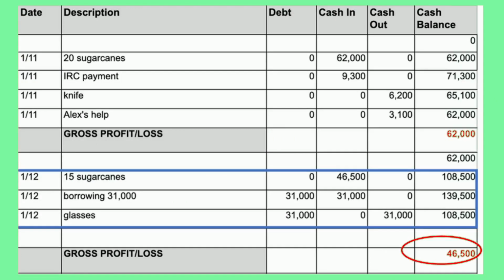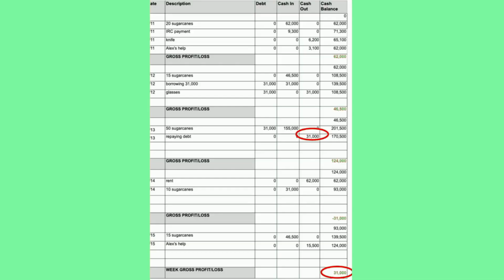Then I add 31,000 Ugandan shillings as cash out for the glasses I buy with the extra money. So my cash balance for today is 139,500 minus 31,000, equaling to 108,500 Ugandan shillings. So my gross profit is the difference between my ending cash balance, 108,500 Ugandan shillings, and my starting cash balance, 62,000 Ugandan shillings. So it is 46,500 Ugandan shillings.